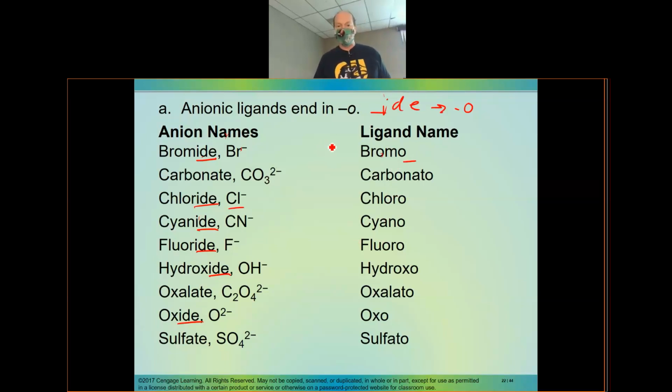All right, but if you have an ate ending, like carbonate, sulfate, permanganate, any ate, you drop the E and you add an O. So you don't drop the ate, you simply drop the E and you add O. For the ide, you drop the entire ide and you add O. For the ate, you only drop the E and add O. So this is carbonato. This is oxalato. This is sulfato. You're just dropping the E of the ate and changing it to an O.